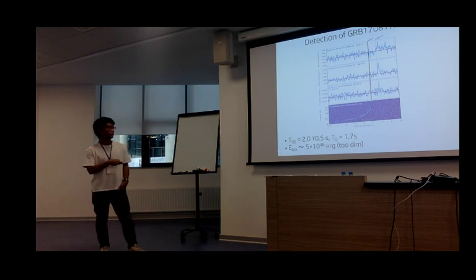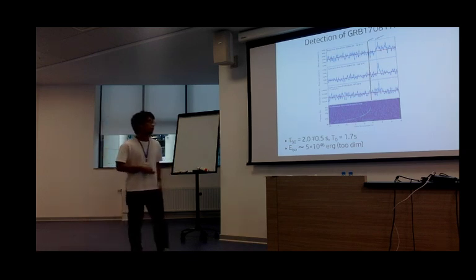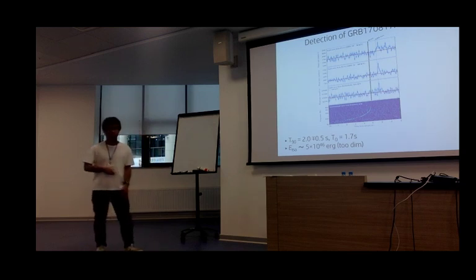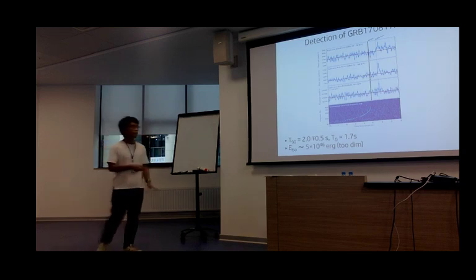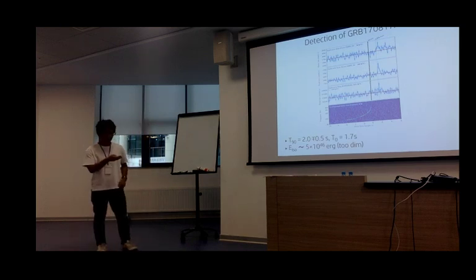However, the isotropic equivalent energy in the gamma ray burst is about 5 times 10 to the 46 ergs, which is very much smaller than the canonical short gamma ray burst.